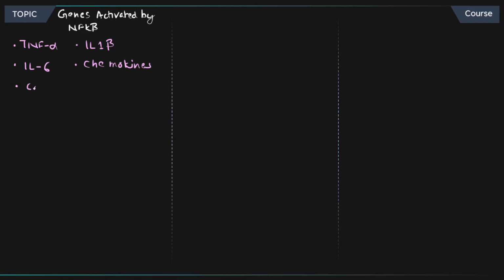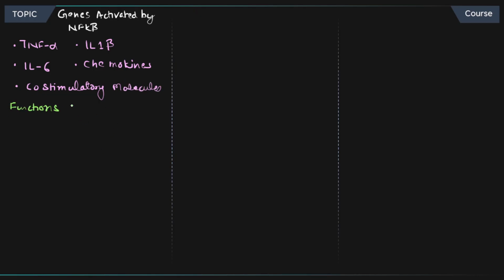Now let's talk about the next one, which is the genes activated by NF-κB. This is really important. So what are the genes that are activated? One is TNF-alpha, IL-1 beta, IL-6, and then various chemokines, as well as co-stimulatory molecules. Co-stimulatory molecules are getting activated when the TLR pathway gets activated.